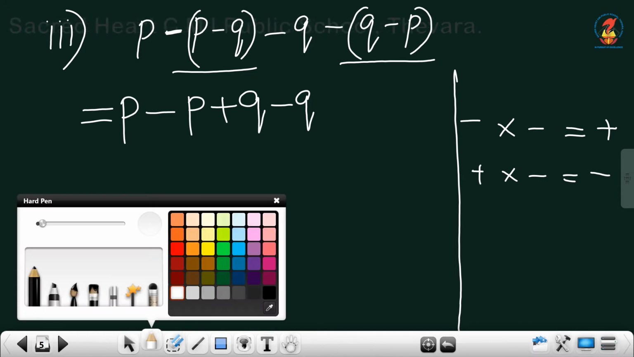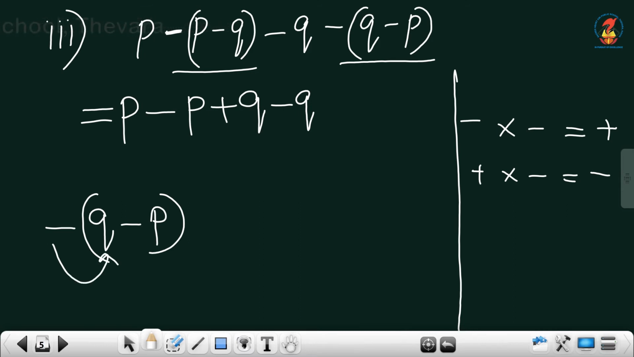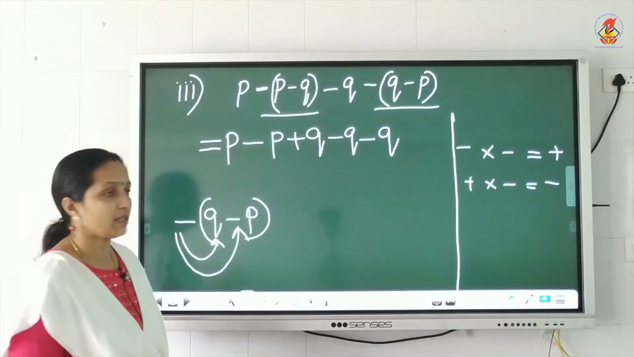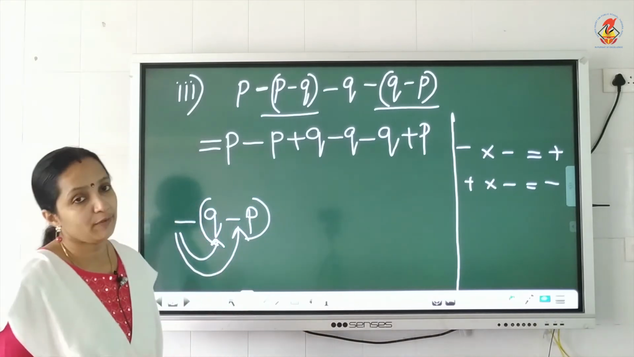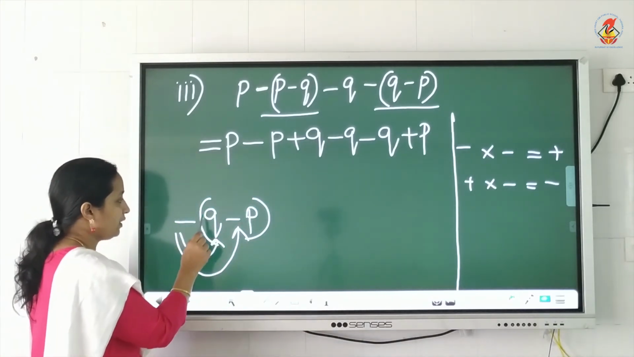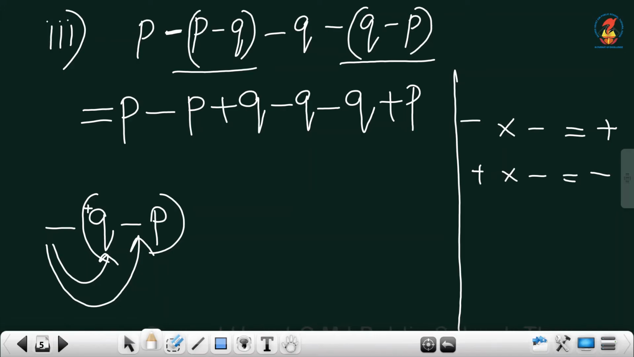So open the bracket. The question is negative Q minus P. So negative into positive Q, what is the answer? Negative Q. In the same way, negative into negative P, what is the answer? Positive P. So first we open the bracket. Now we have to group the like terms. If there is no sign, that means it's plus. So negative into positive is negative. Negative into negative is positive.